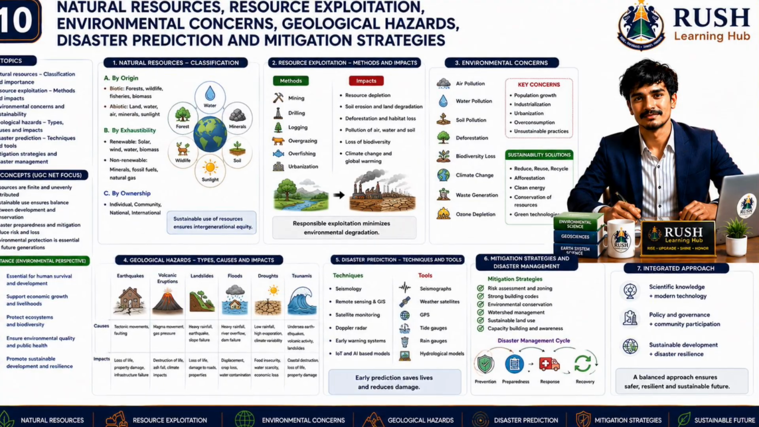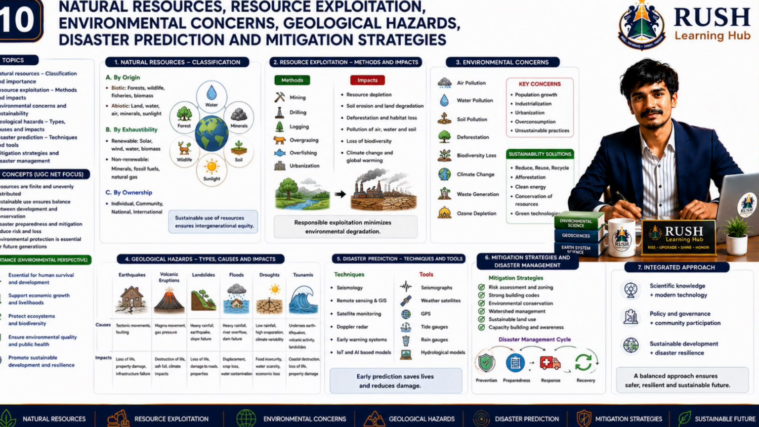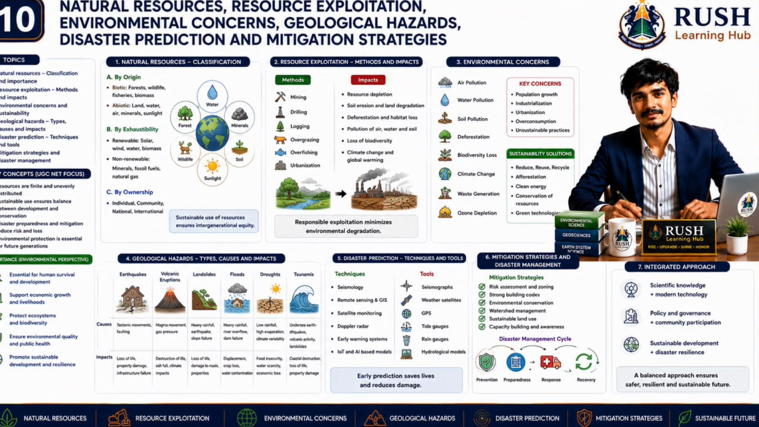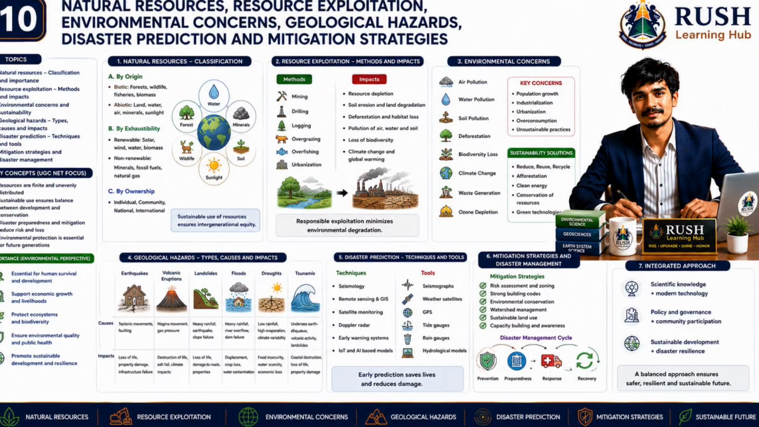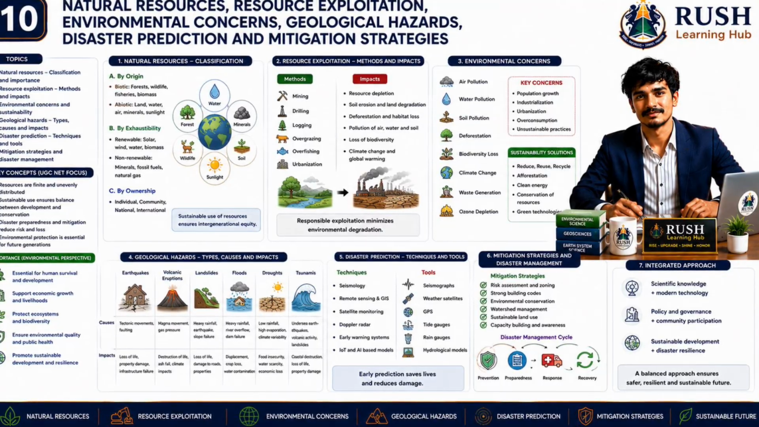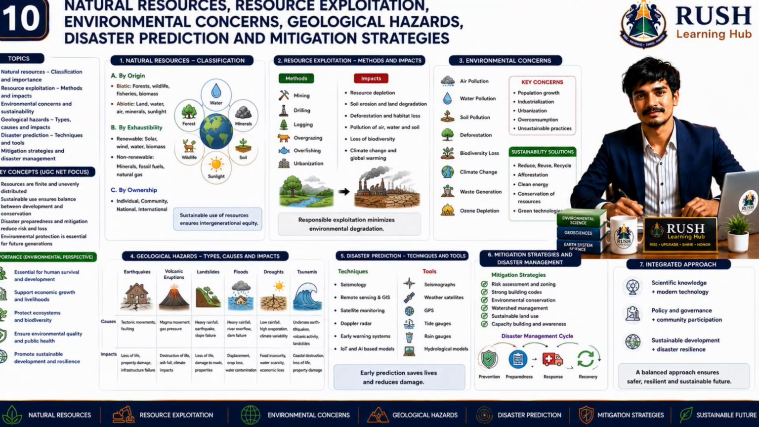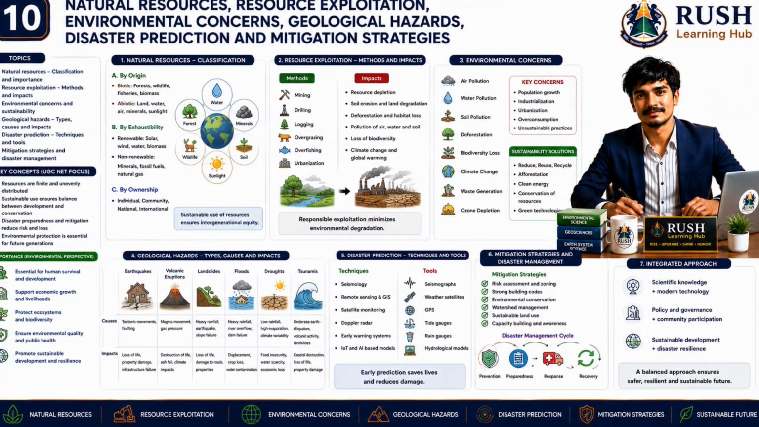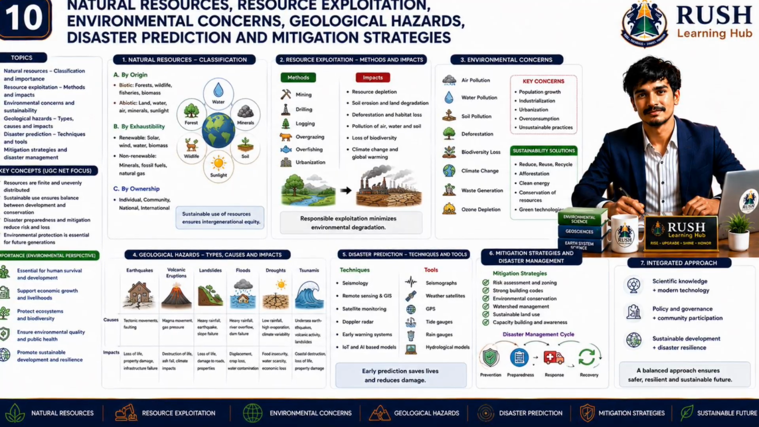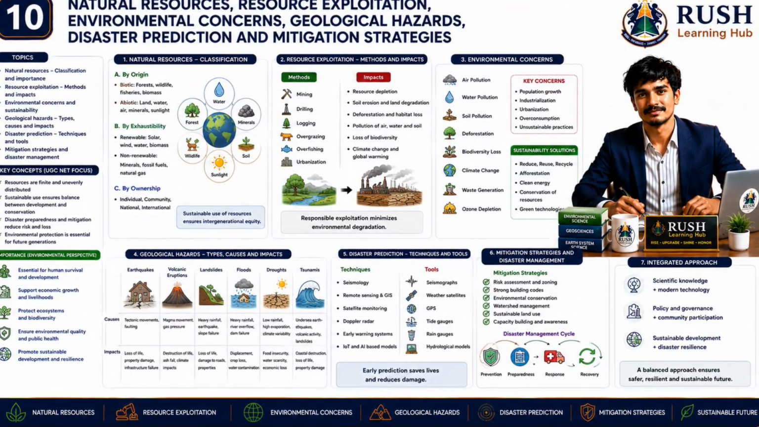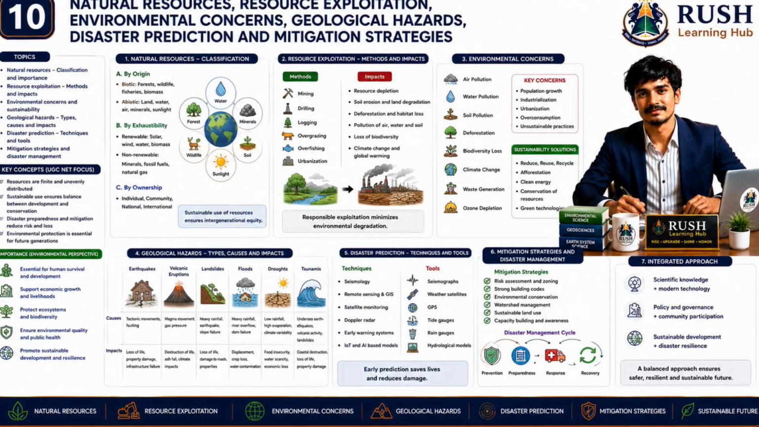The Himalayan region and Western Ghats are particularly susceptible to landslides. Floods are among the most frequent natural disasters in India. Floods occur due to excessive rainfall, river overflow, dam failures, cyclones, and poor drainage systems. Floods affect agriculture, infrastructure, and human settlements.